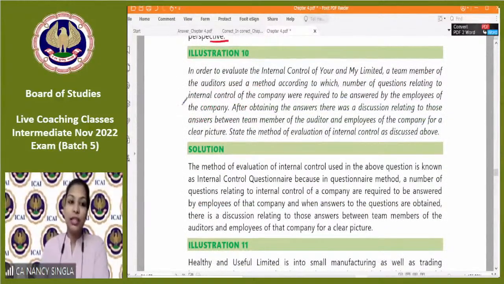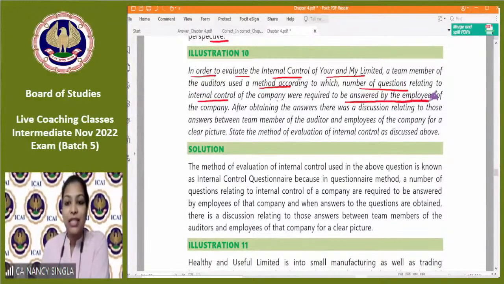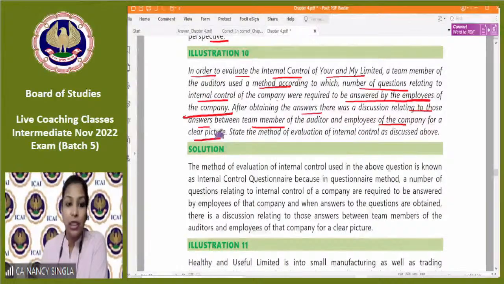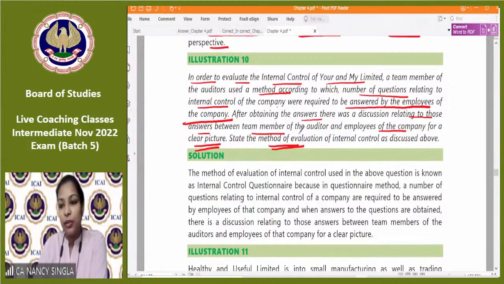Let us just have a look at illustration 10. In order to evaluate the internal control of Your and My Limited, a team member of the auditors used a method according to which a number of questions relating to internal control of the company were required to be answered by the employees of the company. Required to be answered by whom? Employees. After obtaining the answers, there was a discussion on the answers between team members of the auditor and employees of the company for a clear picture. State the method of evaluation. Now quickly tell me, without looking at the answer, what is the method of evaluation?